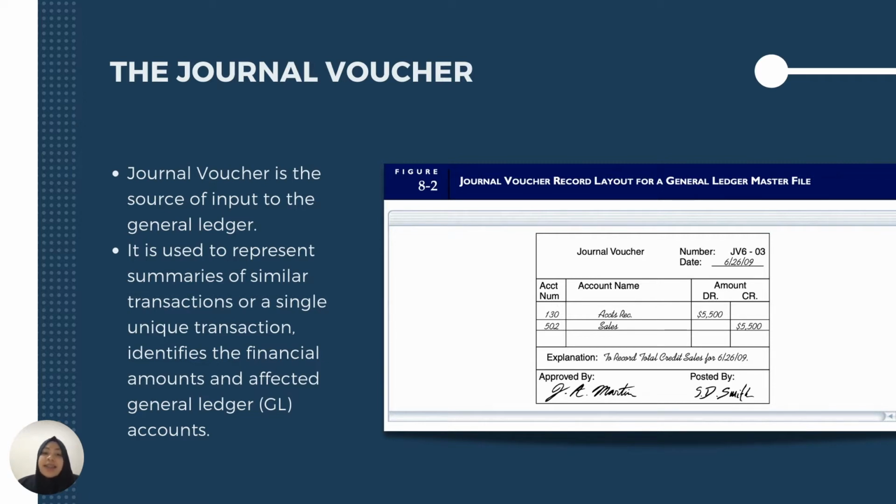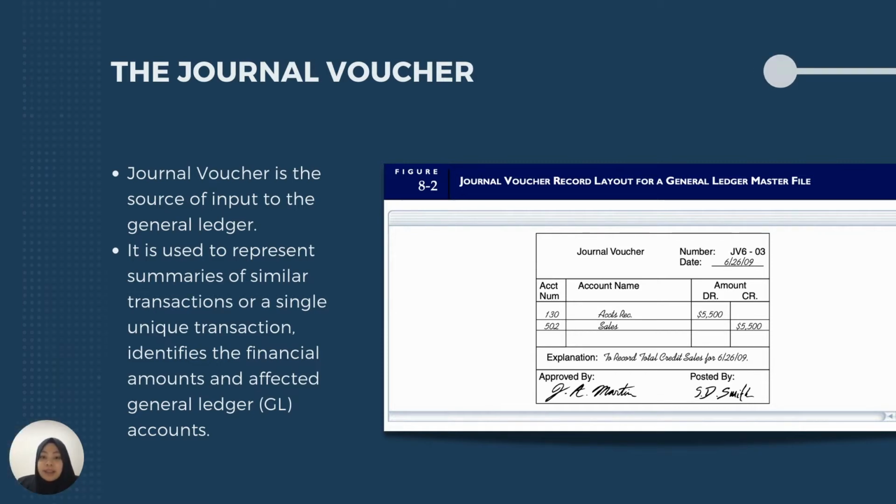General Ledger accounts. Routine transactions, closing entries, and adjusting entries go through the journal voucher first before they are accounted for in the general ledger. These are approved first by our managers since they offer a degree of control against unauthorized general ledger entries. An example of a journal voucher is illustrated in Figure 8-2, as you can see in the picture. So this figure shows the journal voucher record layout for a general master file.